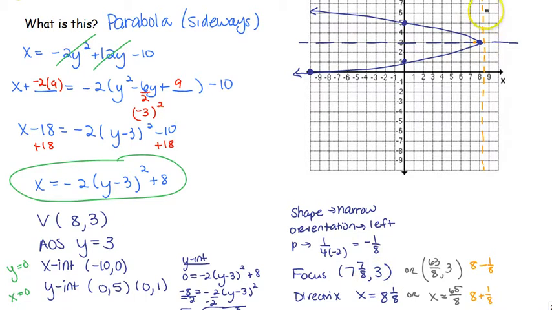And the directrix is going to be outside, so we're going to the right, so we're adding 1/8. That is a vertical line, so that is x equals 8 1/8, or x equals 65 over 8.